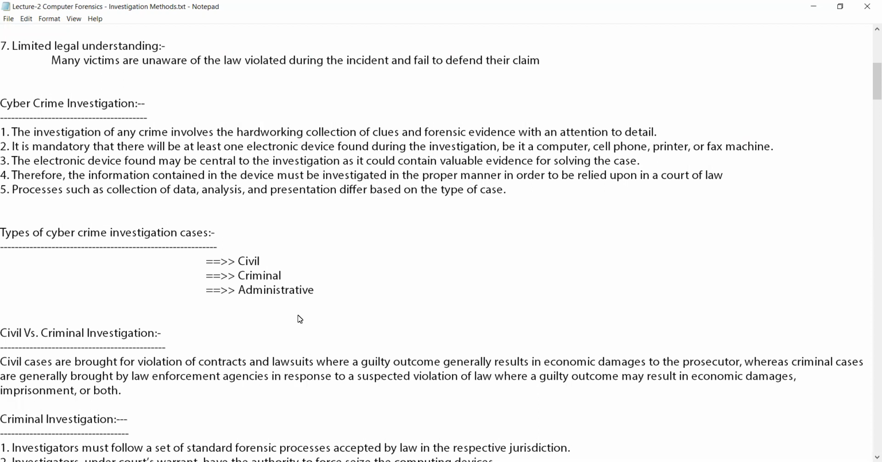Sometimes that evidence changes in value, like it is going to switch to a central point, and via the analysis of that particular evidence, you can easily solve any case. So this is the investigation process. In investigation, what is our next step? Our next step is that the information contained in the device must be investigated in the proper manner in order to rely upon it in a court of law.